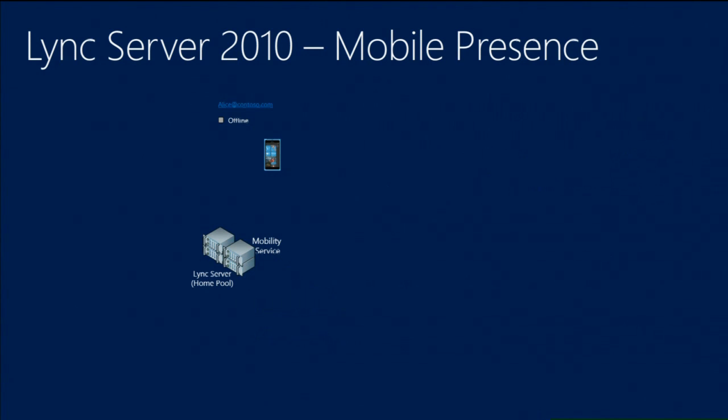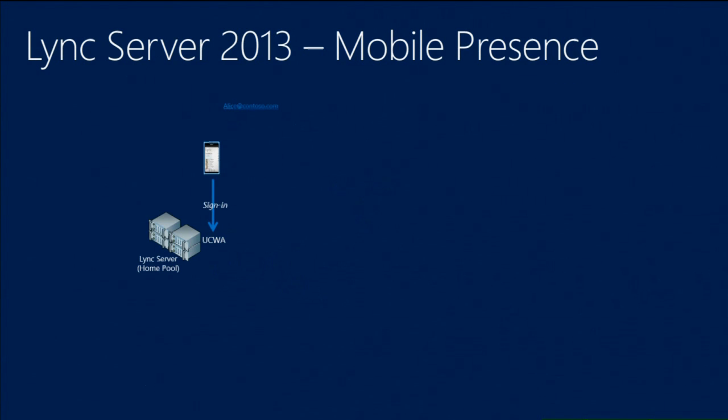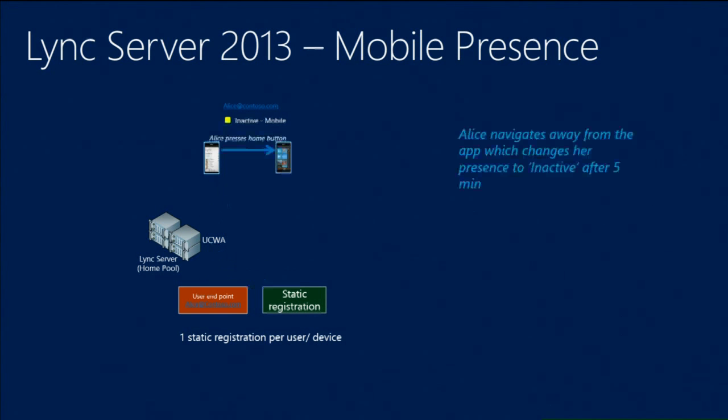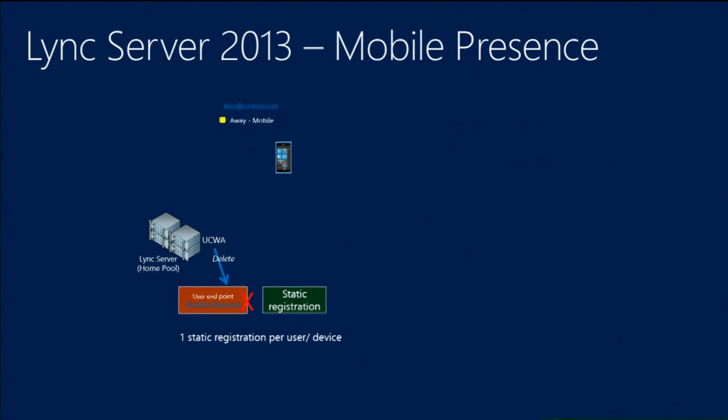So before I forget, if Bob wanted to find Alice after those 3 days, they couldn't. They need this user endpoint to be available to find Alice. So we thought, let's improve upon that. So when we sign in, we actually sign into UCWA. We still create this user endpoint, but we also create a static registration. Now, as soon as we go to inactive, we know Alice is inactive. And because we have this static registration, we don't have to keep track where she is exactly. So what we'll do, we'll kill off the user endpoint.